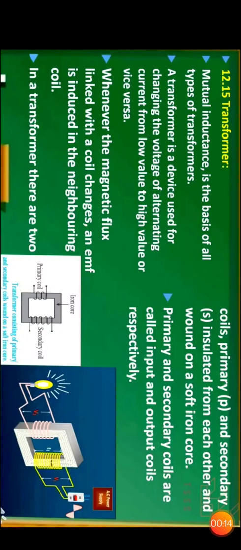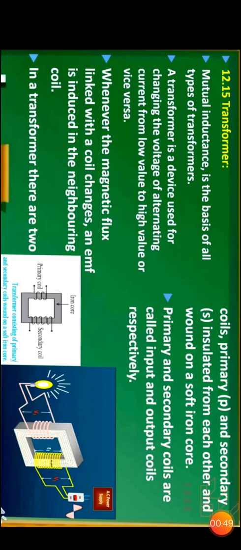Now, in our chapter number 12, Electromagnetic Induction, we have studied a new topic: the transformer. Mutual inductance is the basis of all types of transformer. A transformer is a device used for changing the voltage of alternating current from a low value to a high value or vice versa. Whenever the magnetic field linked with a coil changes, an EMF, that is electromotive force, is induced in the neighboring coil.